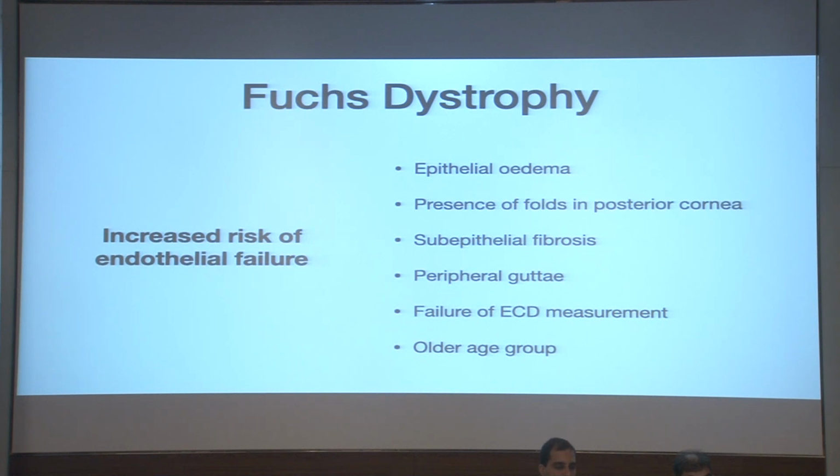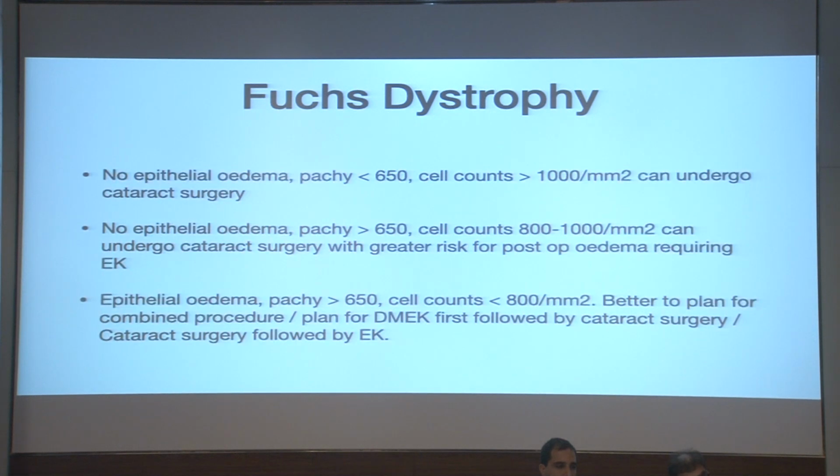But if you have guttae going all the way to the periphery, then maybe doing a combined surgery would be much better. So the cutoff would be that if your pachymetry is less than 650, but cell counts are more than 1,000, maybe you can just do a cataract surgery alone. If your pachymetry is more than 650, but cell counts are between 800 to 1,000, these eyes are at a greater risk of developing corneal edema. So you need to discuss with your patient and figure out whether they would be comfortable doing a sequential surgery or whether you would go ahead and do both at the same time. But if the cell counts are really low, then you can plan for a combined procedure.